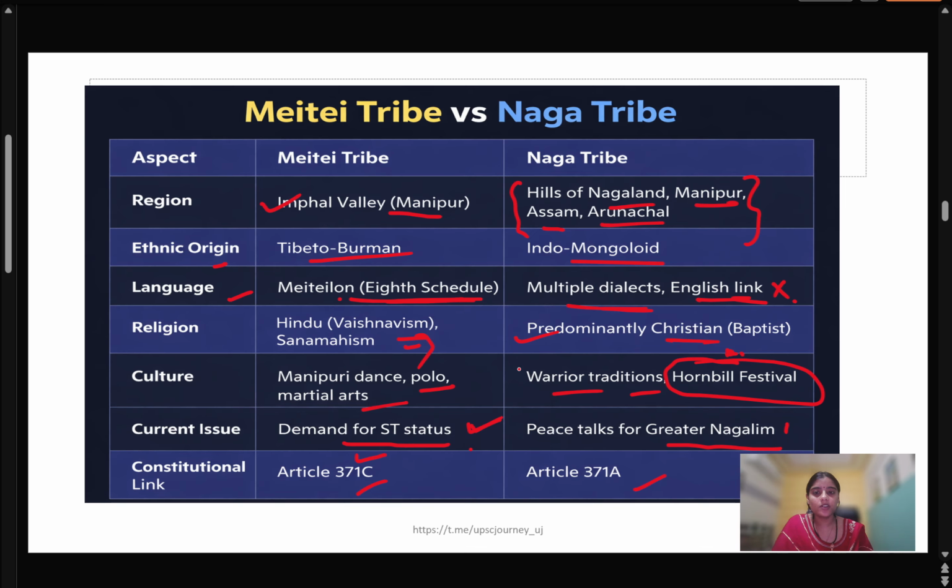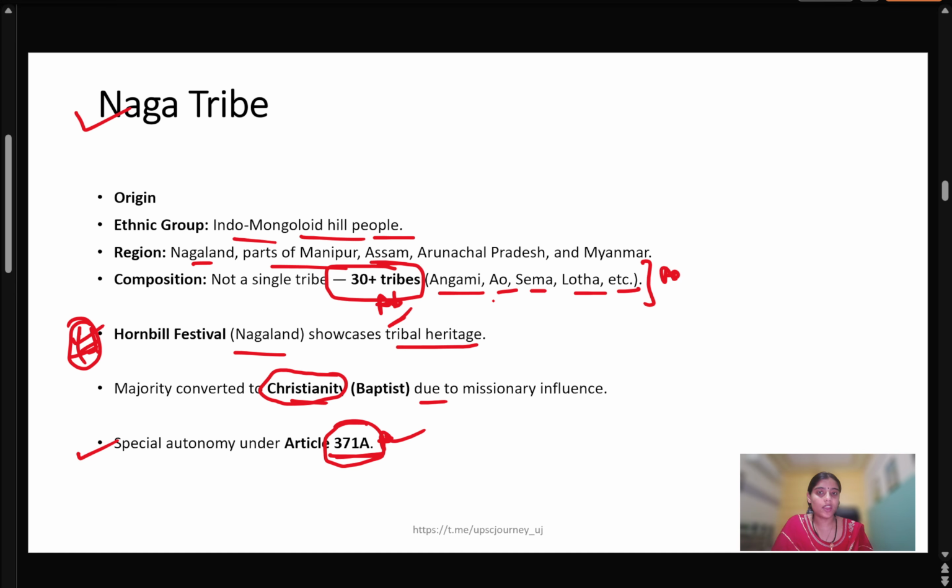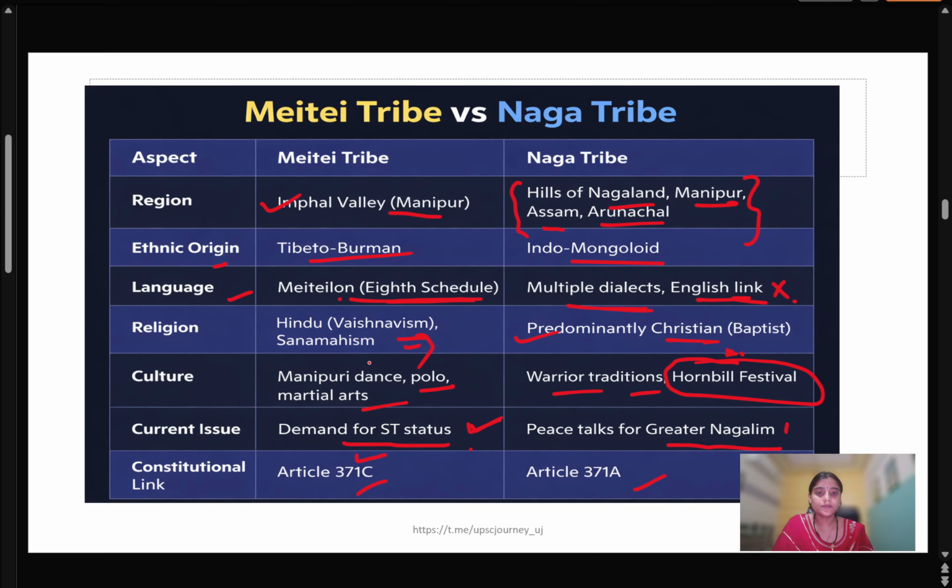A very important part from the exam point of view is that you have to remember the Manipuri dance and their constitutional status, like what they're actually demanding. And the Naga tribe consists of more than 30-plus tribes. And they have the Hornbill Festival, very important.